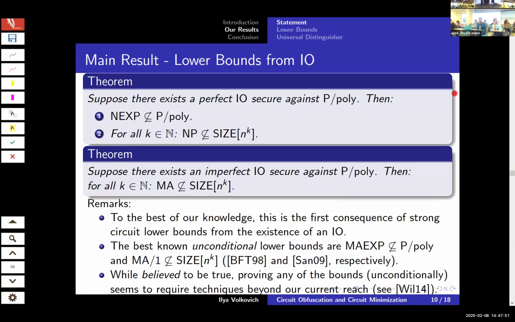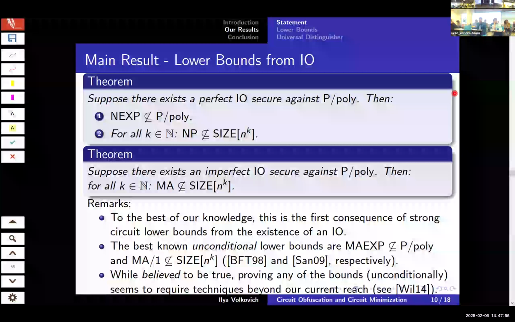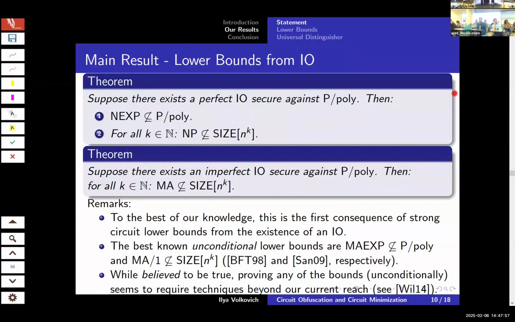Questions, concerns, complaints? So are there any barriers for removing one bit of advice? What's the question, Rich? Oh, sorry, are there any barriers for that? Barrier. So there is a suggestion. It's more like a suggestion.